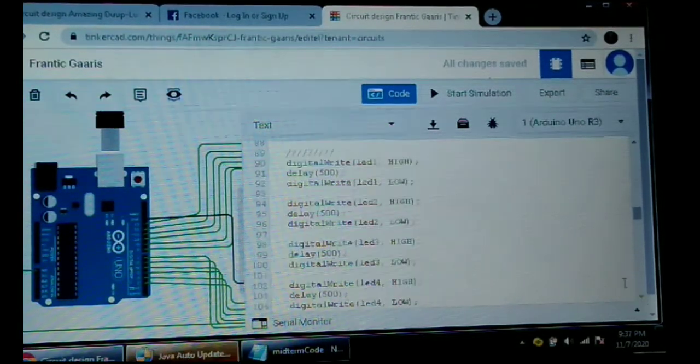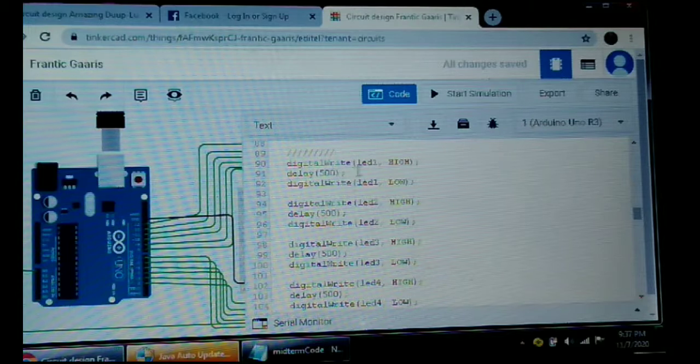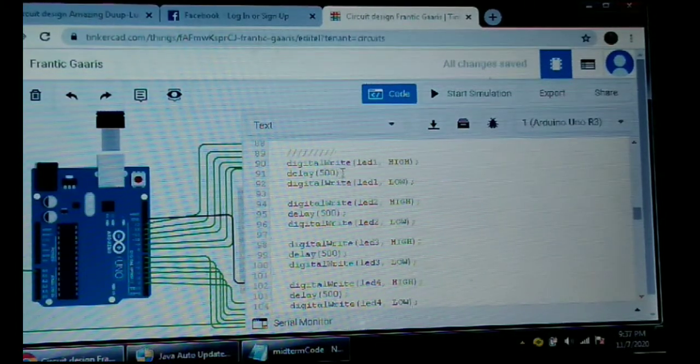Next, so this is the code for the second pattern. digitalWrite LED1 HIGH. So that means that LED 1 will turn on, then delay 500, then will turn off.